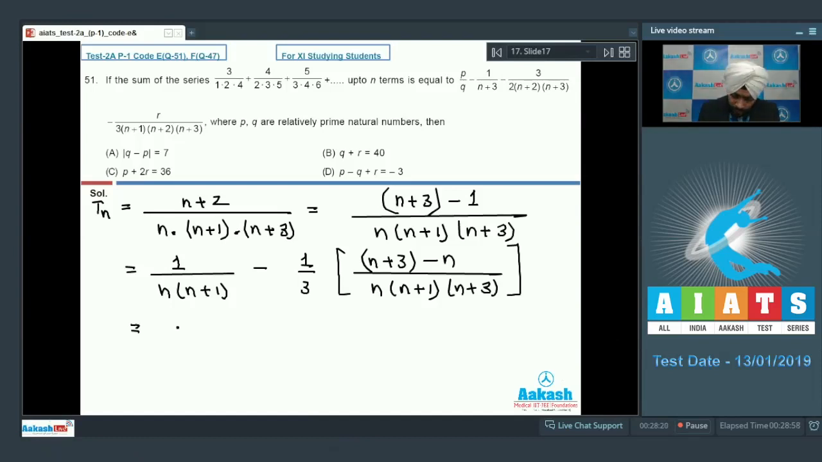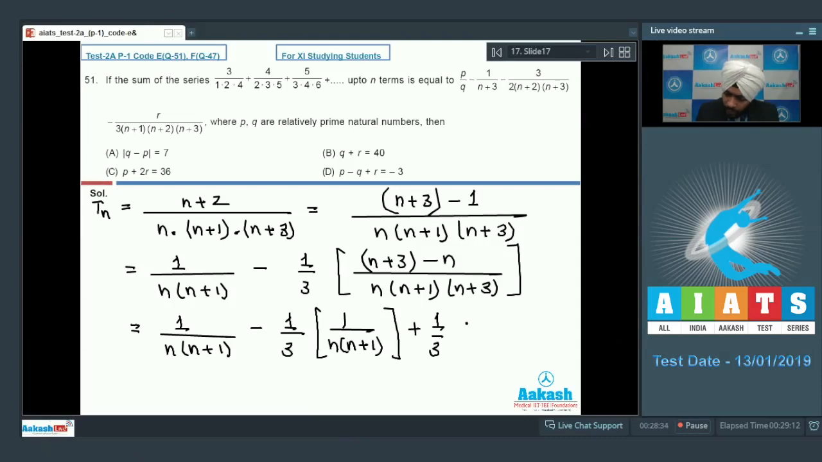Now students, again splitting it over here: 1 upon n into n plus 1, minus 1 by 3 into 1 upon n into n plus 1, plus 1 by 3 into 1 upon n plus 1 into n plus 3. So in the last term, again, the difference of two terms in the denominator is 2. In the first two terms, it is 1. So 1 is very cool.